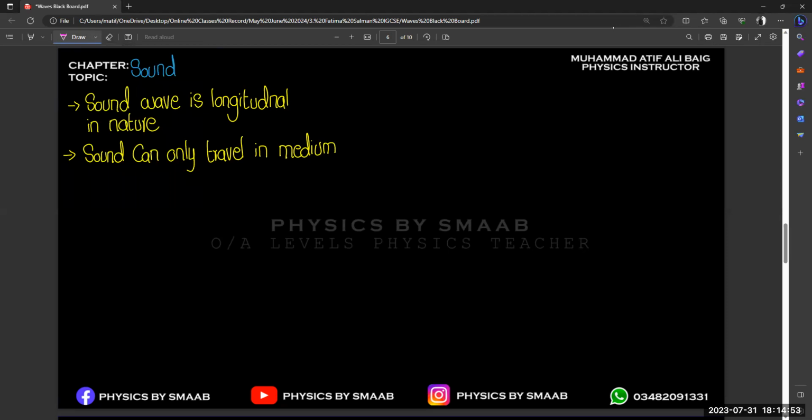And the next important thing is that we need to know about the speed of sound, right? Sir, what does medium mean? Medium means you require some source that helps you travel from one point to another. So basically, medium means source.